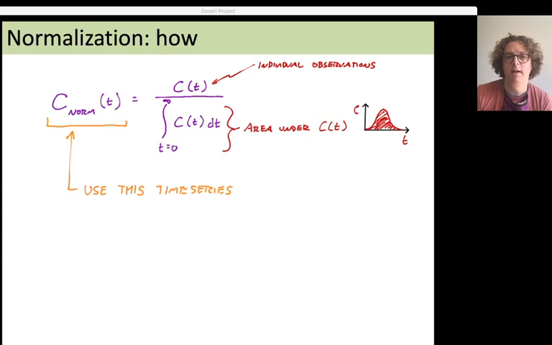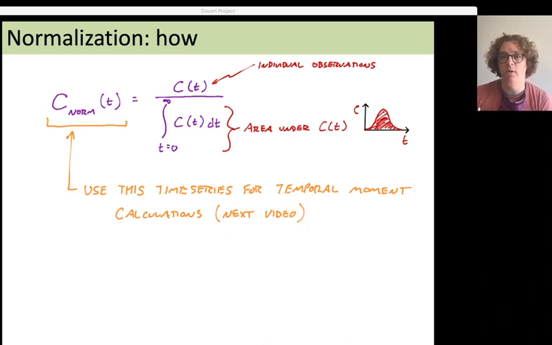This normalized concentration, this is the time series that we're going to use to calculate our temporal moments. So in the next video, where I show you how to do the temporal moment calculation and what they are, every time I'm talking about concentration there, it's important that you know I'm talking about the normalized concentration time series. If you skip the normalization, you're going to get results that are not comparable to other experiments or other systems.